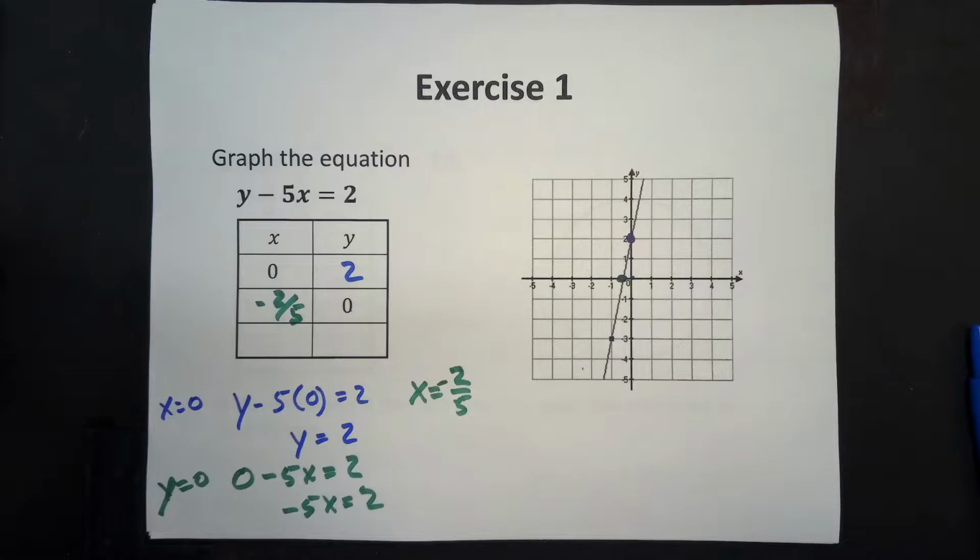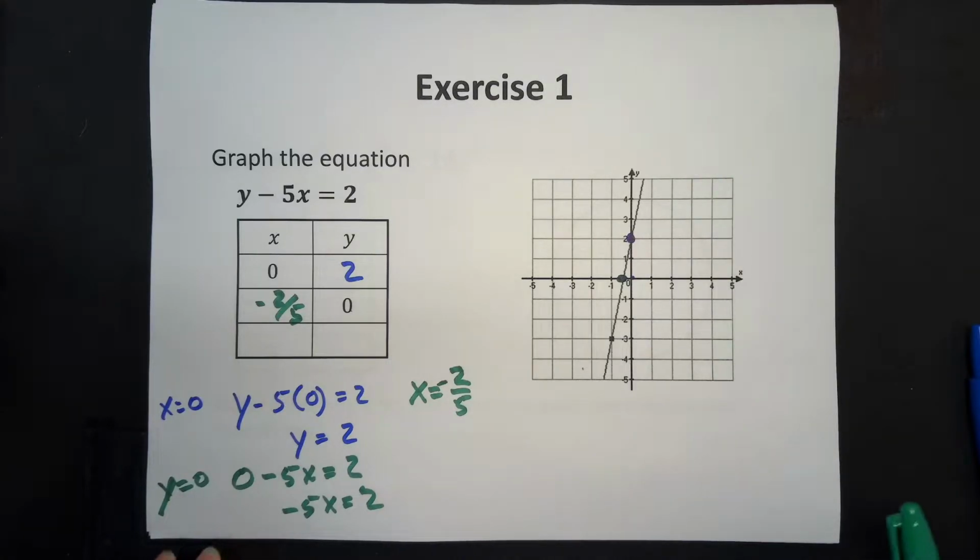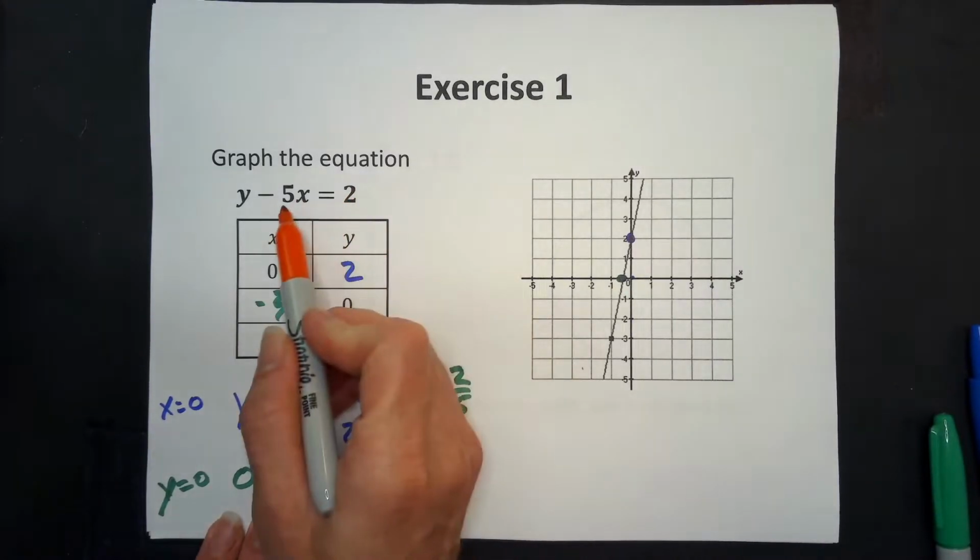And then it's always good to graph a third point just to make sure. 2 points determine the line, but a third point you can use to check it. Something you might use, you'd want to plug in something easy. So here, the coefficient of the x is 5.